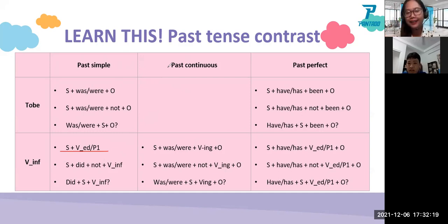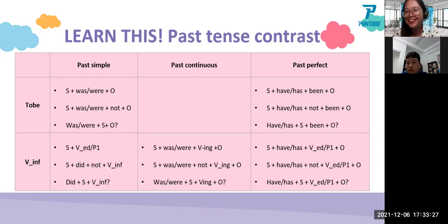Oh, see? That's great. Now let's talk about the past continuous. The past continuous is subject plus was or were plus verb-ing. They were cooking pizza yesterday. Again, for example, they were cooking pizza yesterday, okay? Now your turn. The children were going to the park. Yes, that's it. Very good.